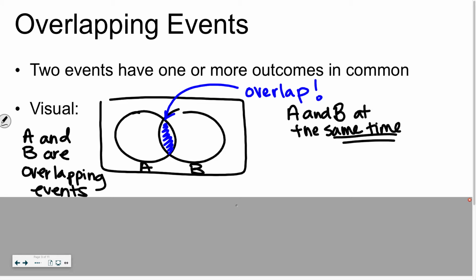So this is different than the A and B we were looking at in our previous section, right? It will be really important that you read a problem and try to decide: does it mean "and then" when it says "and"? Or does it mean "and" at the same time?